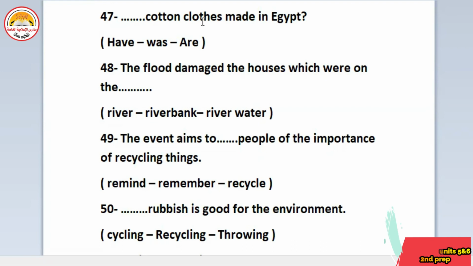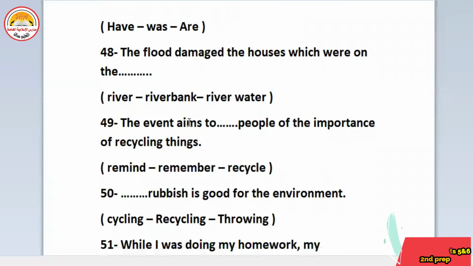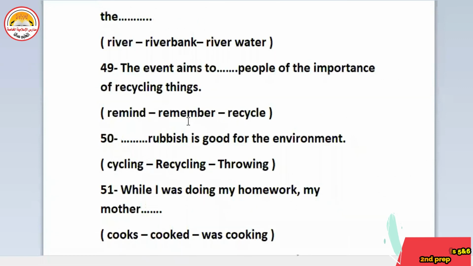Okay, number 48. Yusuf. Yeah, 48. The flood damaged the houses which were on the river bank. River bank, thank you. So here, the flood damaged the houses which were on the river bank. It's correct.